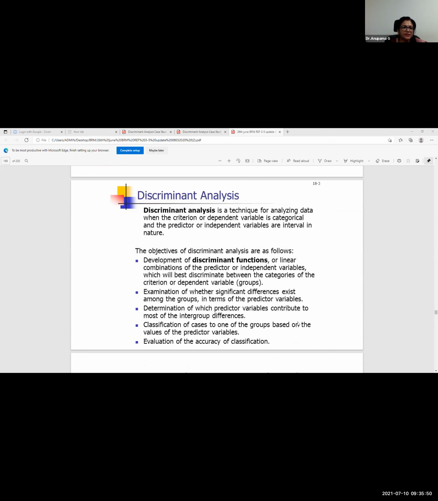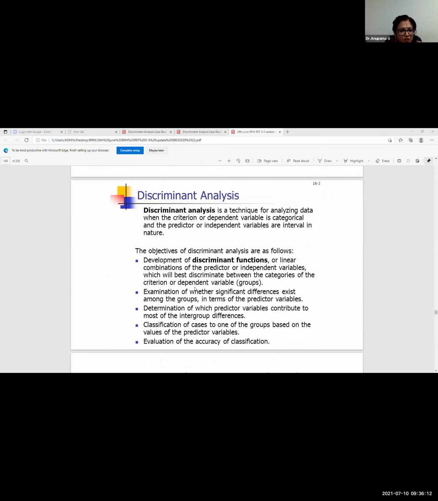Next, discriminant analysis is a technique for analyzing data when the criterion or dependent variable is categorical and the predictor or independent variable is interval in nature. So what are some of the objectives? From the theoretical point of view, from the examination and evaluation point of view, these are a few things that you need to remember.